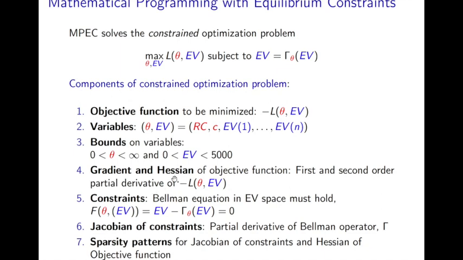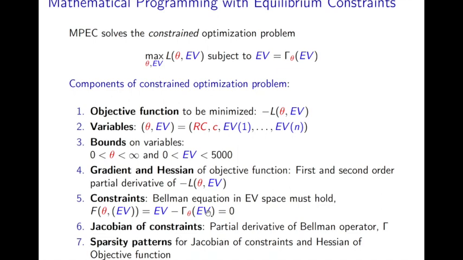It turns out that this Hessian is really a sparse matrix. We'll go into details with that. Now the constraints: the Bellman equation must hold. We can formulate it by subtracting the right-hand side of the Bellman equation from the left-hand side, moving everything to one side and setting it equal to zero. So we define this new operator f, which must be equal to zero. This is the way constrained optimization solvers usually want a constraint: you specify a nonlinear function that should be equal to zero when the constraints are satisfied.